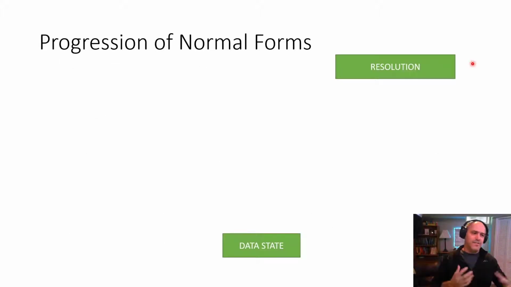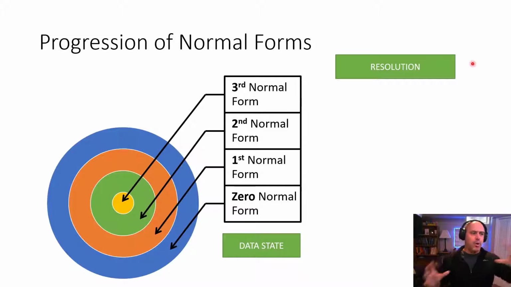So let's think about this visually then. If you have a bullseye, the center of the bullseye is third normal form because it's the strictest of rules that requires all the other rules, right? So this is 0 normal form, first normal form, second normal form, third normal form. And to get all the way into that bullseye, you have to pass through the other normal forms.